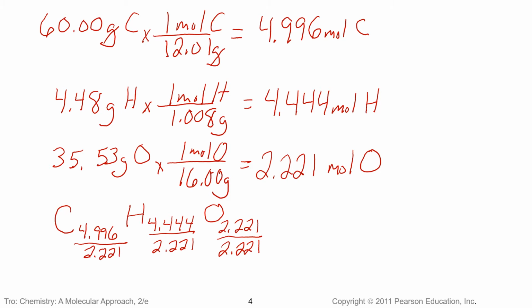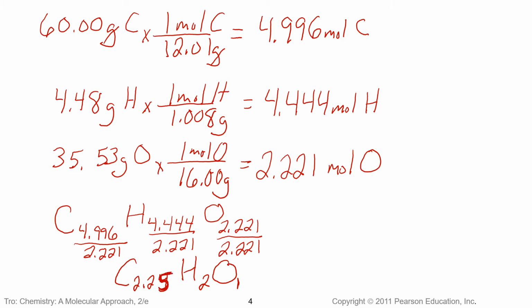This allows us to find that oxygen has a subscript of 1. If we divide our hydrogen, we're going to get 2. And if we divide our carbon, we end up with 2.25.